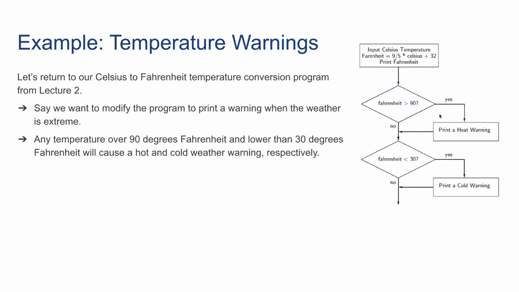And then here's a flow chart of our program. So we'll again input the Celsius temperature and then convert to Fahrenheit and then print the temperature message. This was the previous program. And in addition to that, we're going to create a flowchart where we're going to check whether the Fahrenheit is greater than 90. If that's the case, we'll print a heat warning and then move on. Otherwise, if this is false, we're not going to print any heat warning.